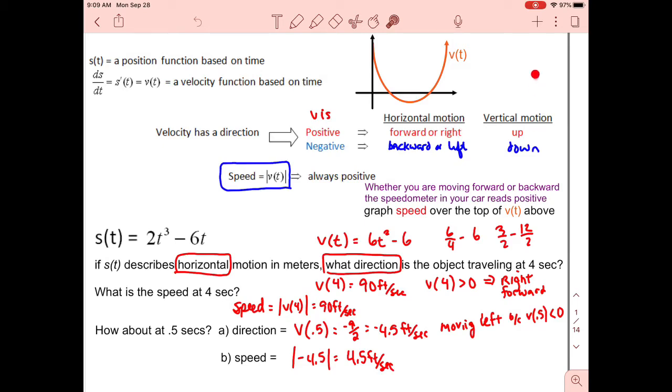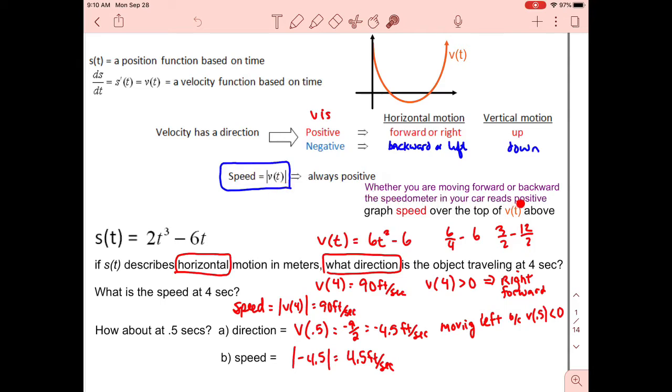If it's vertical motion, it's moving up. So that would mean like the distance from the ground is increasing. So the velocity is positive in those senses. If the velocity is negative, that means the particle would be moving backwards or to the left, or closer to the wall. The vertical motion would be down if the velocity is negative. Speed is always positive. It's the absolute value of velocity.